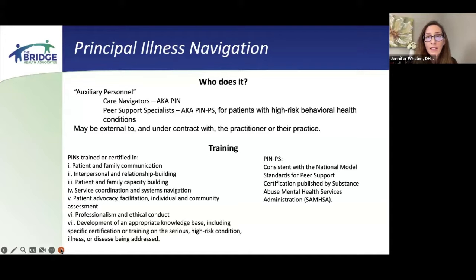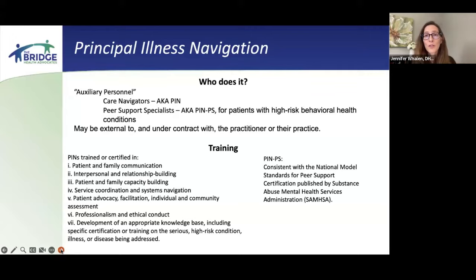So there is some training that CMS recommends, and I would say it's fairly vague, but it's all stuff that we at Bridge Health Advocates do for our clients when we train them. So PINs have to be trained or certified in patient and family communication, relationship building, patient and family capacity building, services coordination, patient advocacy listed right there, facilitation, individual and community assessment, professionalism and ethical conduct, of course.